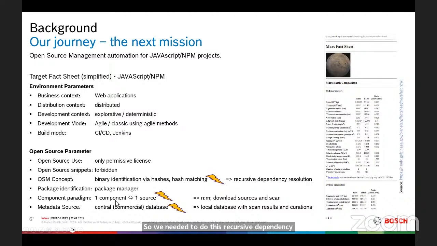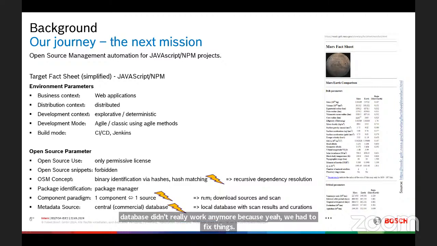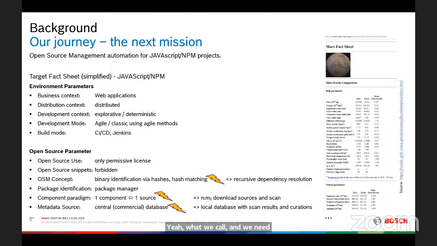Also, this component paradigm that one component is always one source didn't work. So we had rather an N-to-M relation. So we really had to download the sources and scan this stuff. Also, as I said earlier, the central database didn't really work anymore, because we had to fix things, what we call curations now, and we needed to also persist this metadata somewhere, and then we needed a local database.